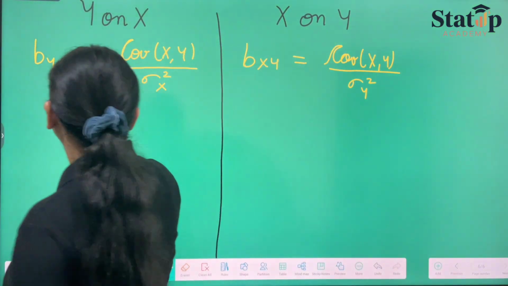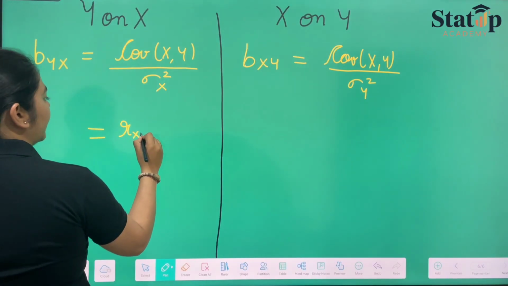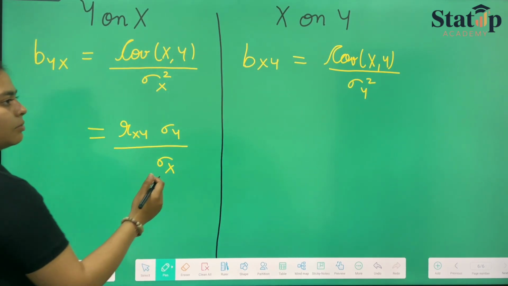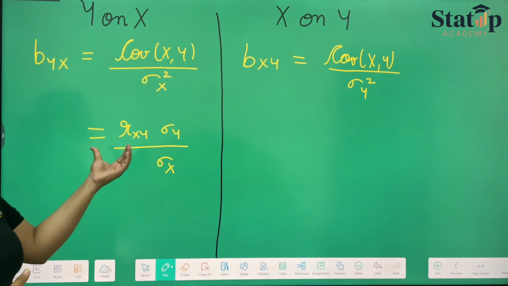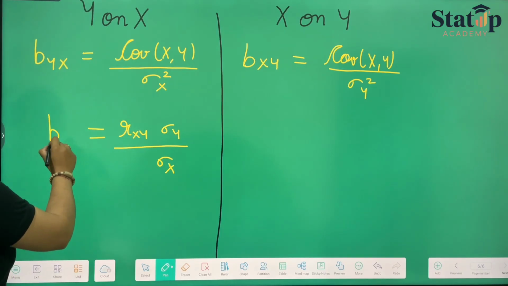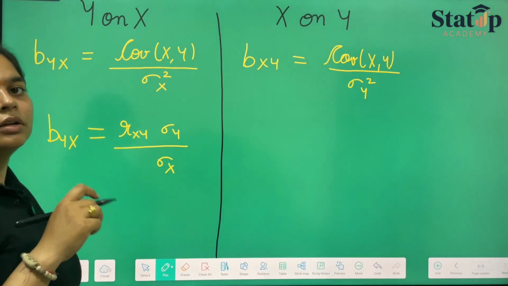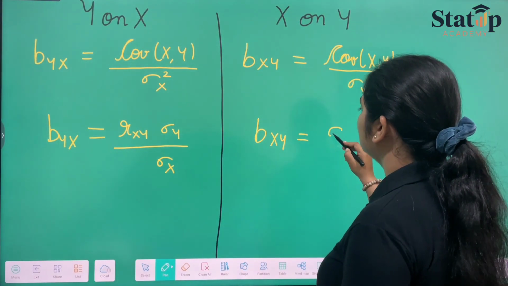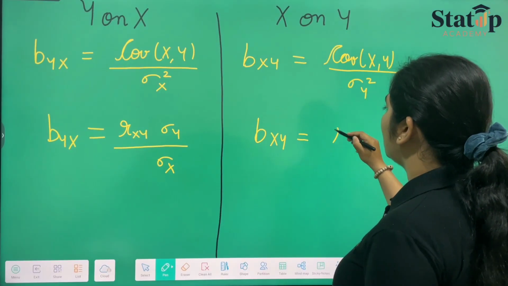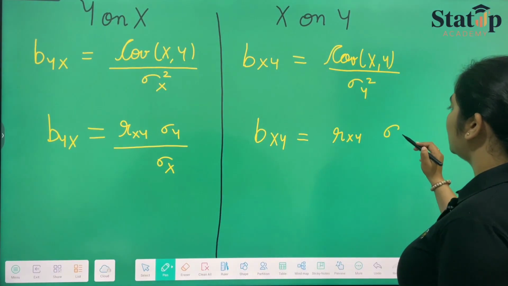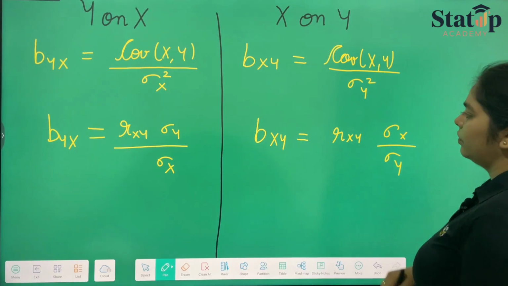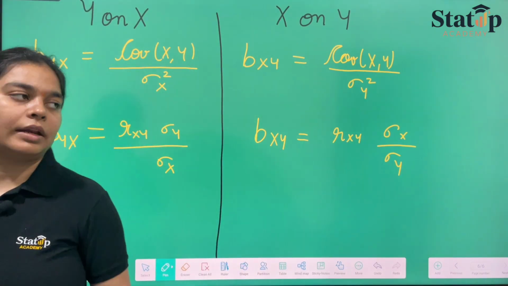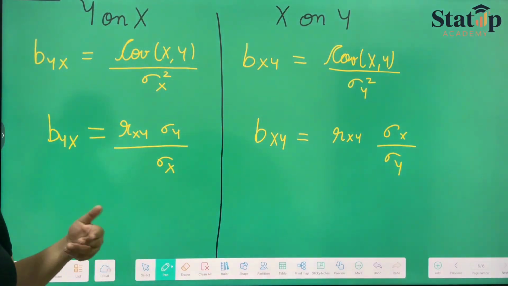We have another formula as well. It will be rxy times sigma y upon sigma x, where sigma y and sigma x are the standard deviations and rxy is the correlation coefficient. So this is the relation between correlation coefficient and our regression coefficient. Here also we can write bxy equals rxy sigma x upon sigma y. These are the important derived final formulas that you need to learn by heart.